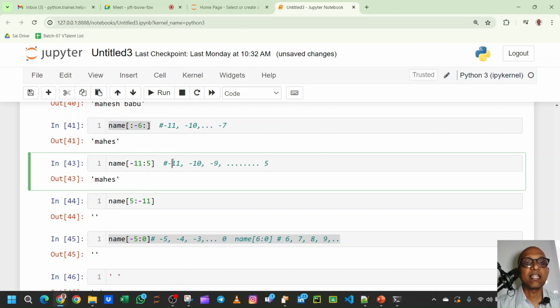Apply the logic. So -11, -10, and so on. At some point, I am going to reach 5. Yes, this logic is satisfying. So as soon as the logic is satisfying, Python is going to simply replace the negative number with the positive number. What is the equivalent positive index for -11? 0. So it converts this code to this code. After converting, Python again applies the logic. It starts with 0, incremental value 1, 2, 3, 4. At some point I'm reaching 5. I'm going to get the characters at 0, 1, 2, 3, 4. Clear?